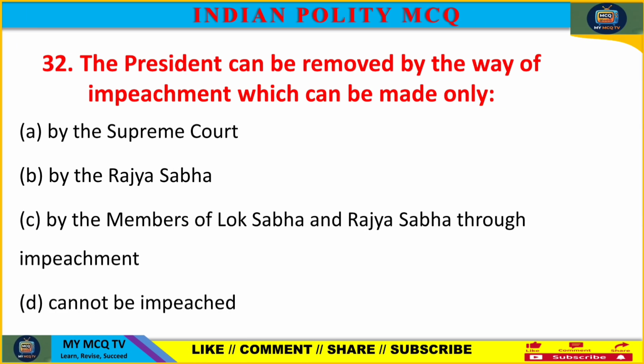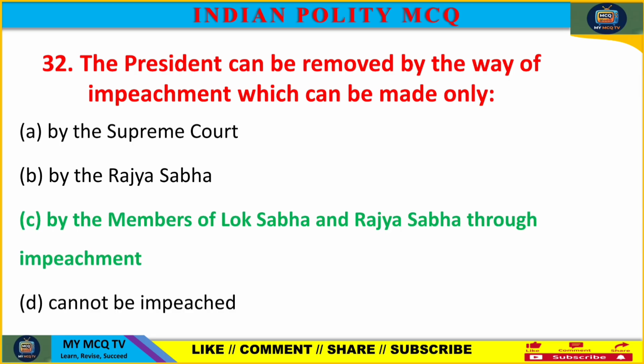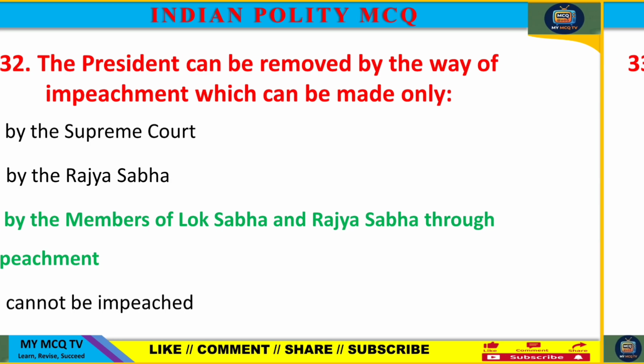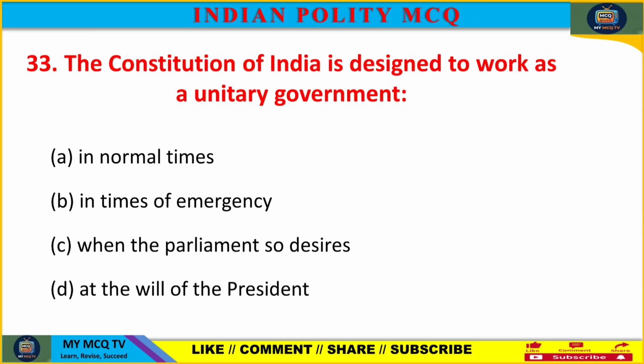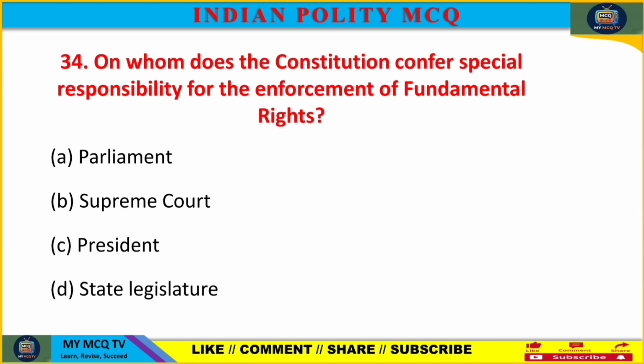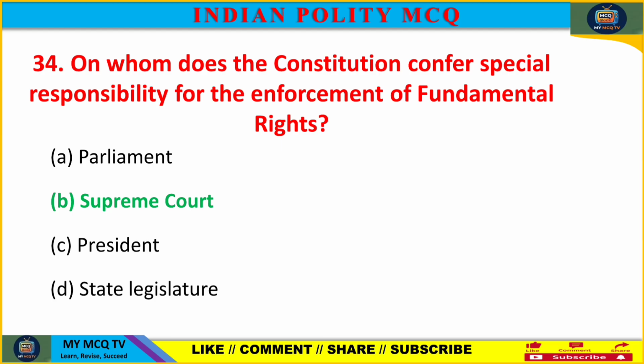The President can be removed by the way of impeachment, which can be made only. Correct answer. C. By the members of Lok Sabha and Rajya Sabha through impeachment. The Constitution of India is designed to work as a unitary government. Correct answer. B. In times of emergency. On whom does the Constitution confer special responsibility for the enforcement of fundamental rights? Correct answer. B. Supreme Court.